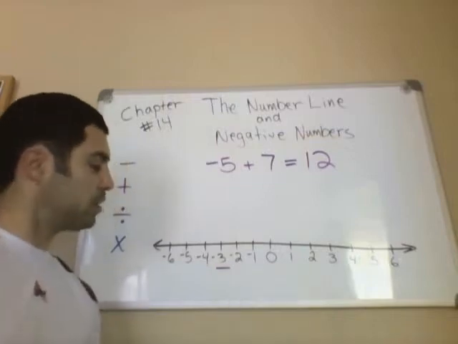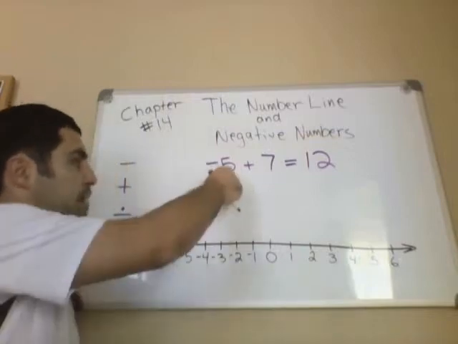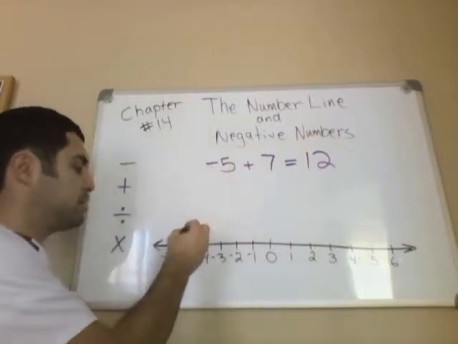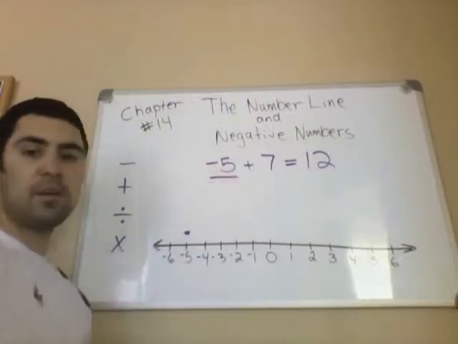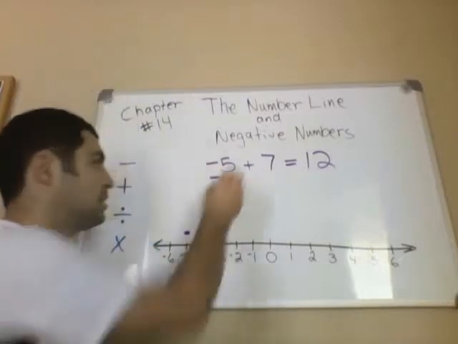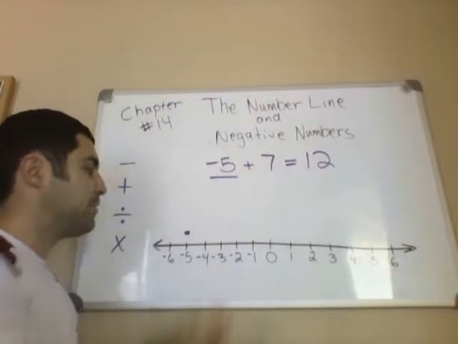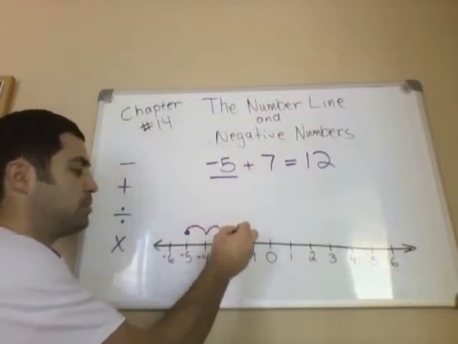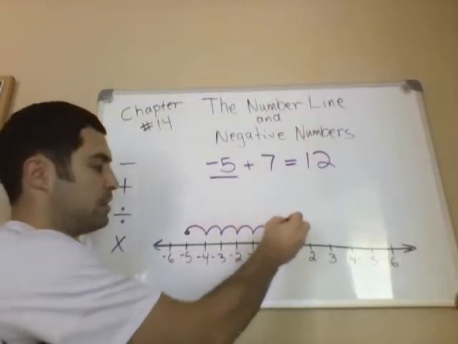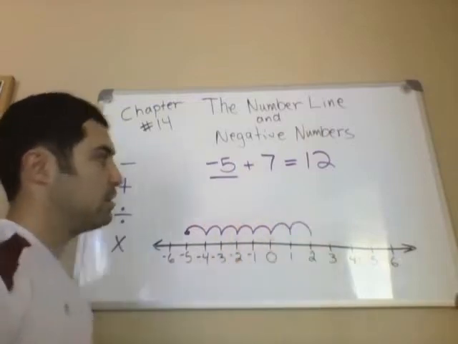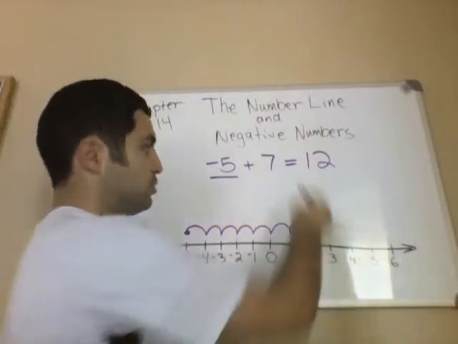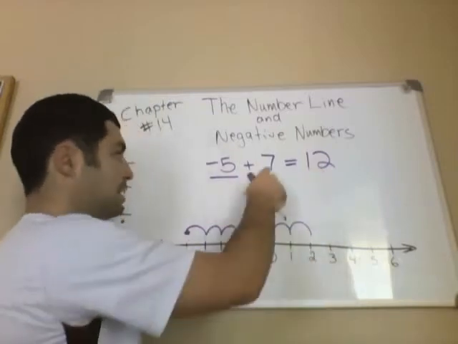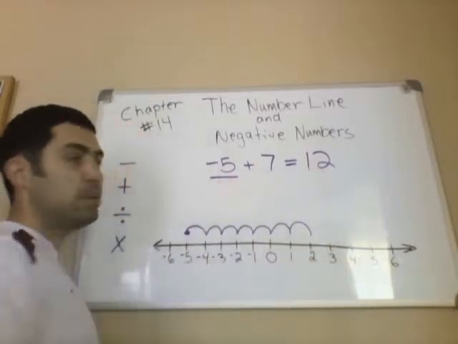Well, let's look on the number line and see. Start out with negative 5. First number is what you start out with, okay? So put that dot there. And then we're going to add 7. So you count up 7. 1, 2, 3, 4, 5, 6, 7. So the answer is not 12 because we're basically adding 7 to a negative 5.